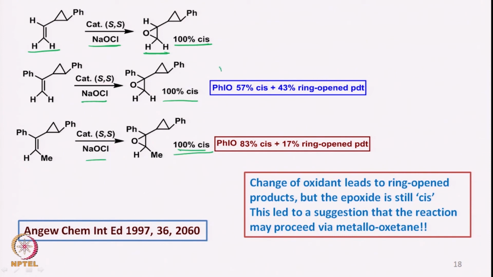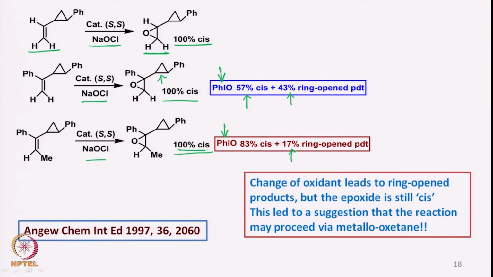But when you use iodosobenzene in both the cases, then of course what is found is that we get 57% cis product and 43% is ring open product. The ring open product means this cyclopropane gets opened, and in a similar fashion here 83% and 17% is cyclopropane ring open product.